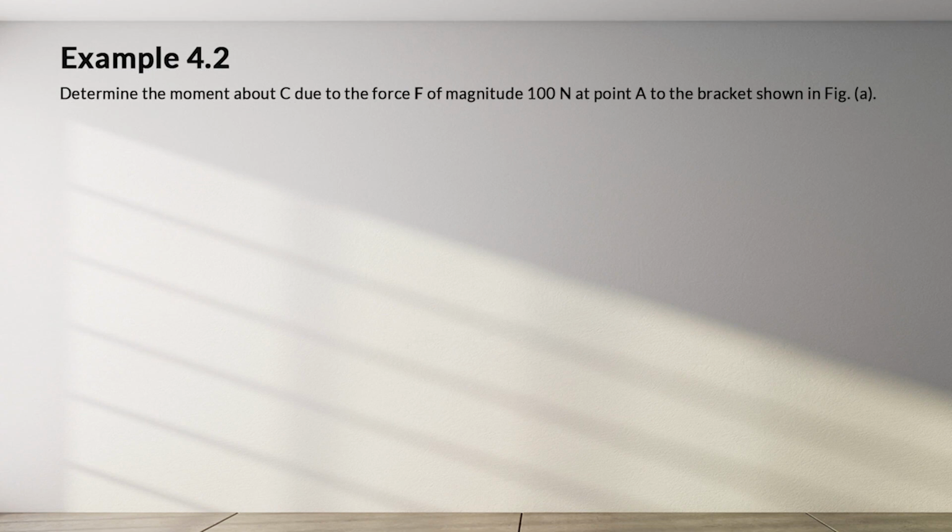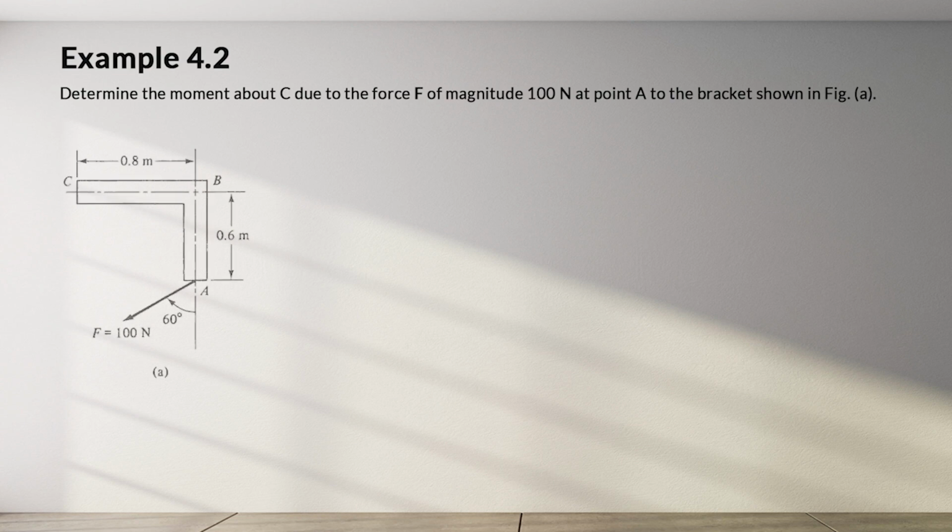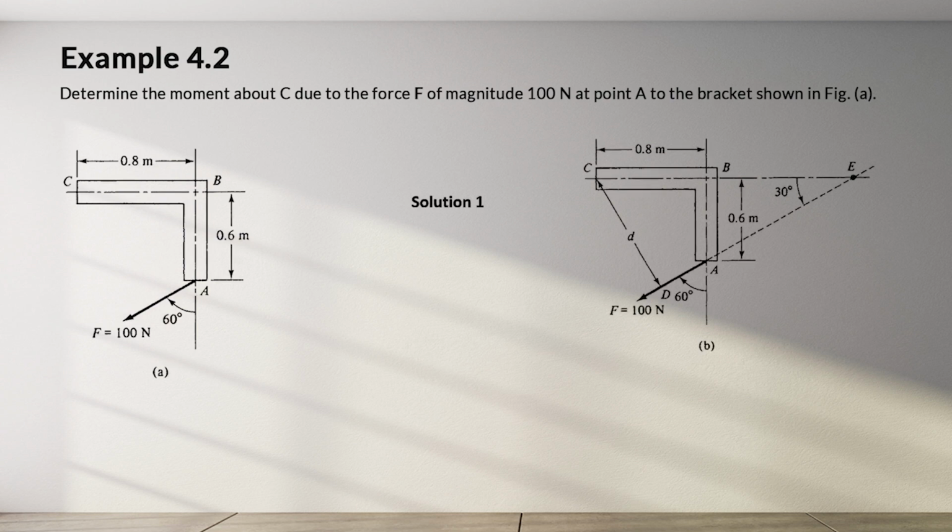Let's look at another example. We need to determine the moment about C due to the force F of magnitude 100 newtons at point A to the bracket shown in Figure A. There are actually two methods to use when you have an inclined force like this. For solution 1, we construct the diagram shown in Figure B to determine the arm of the force D, that is the perpendicular distance from the force to the moment center at point C.